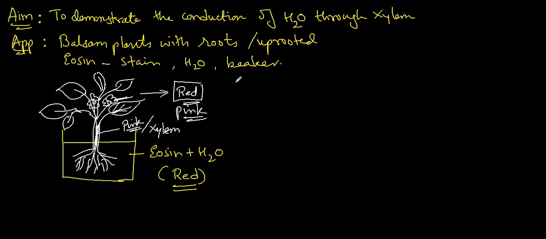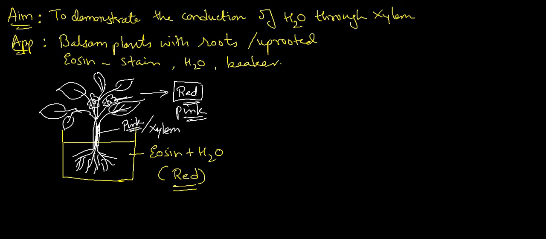So this is the observation. The veins of the leaves are also pink or reddish in color. The flower petals are also pink in color. If you take the cross section of the stem, it also shows pink color, which shows that the xylem is conducting water, eosin along with the water, to the different parts of the plant in the upward direction. So this is the experiment, and it shows that conduction of water takes place through xylem.